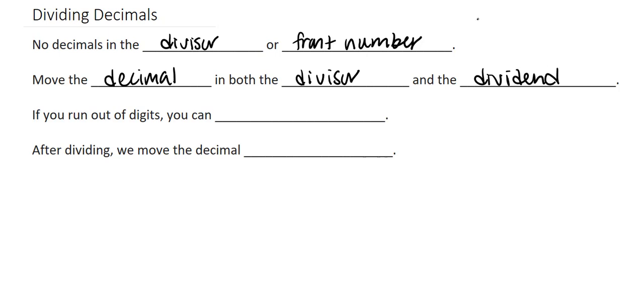Now, our divisor, if we were to have this problem, is considered this number, the front number. And then our dividend is that 6. Now, say we had a decimal right here, and say this number was a different number, so we needed to keep going on the problem.